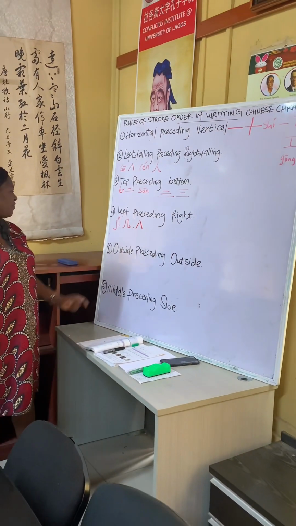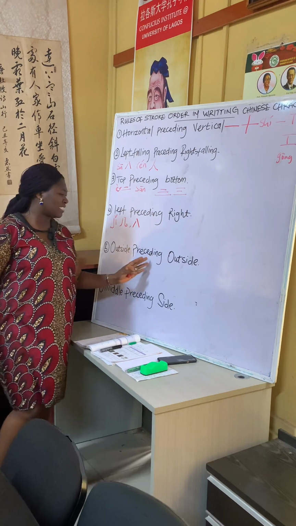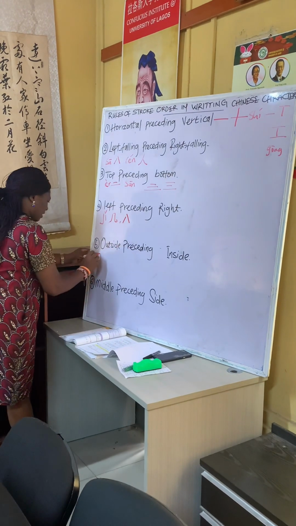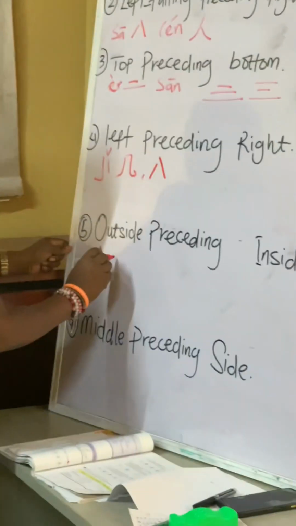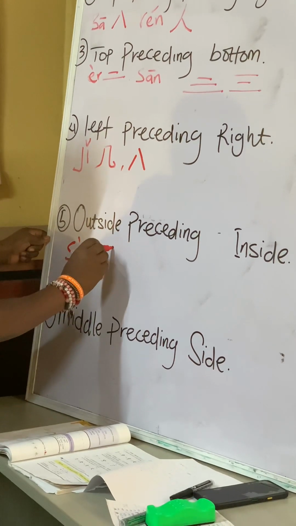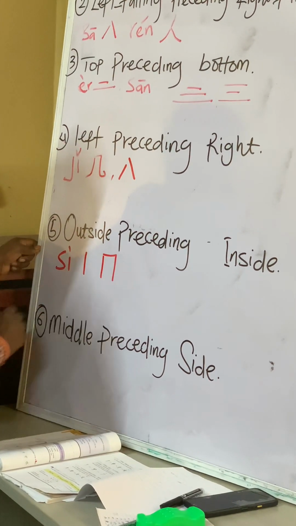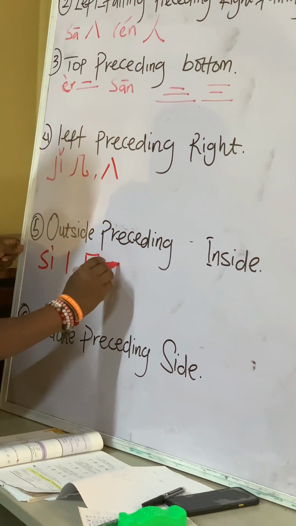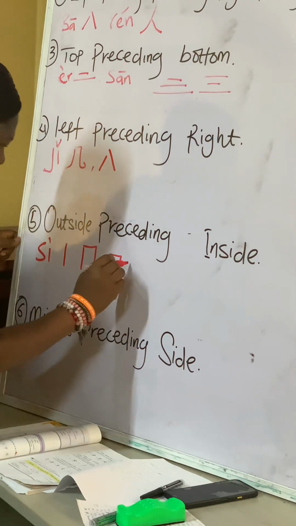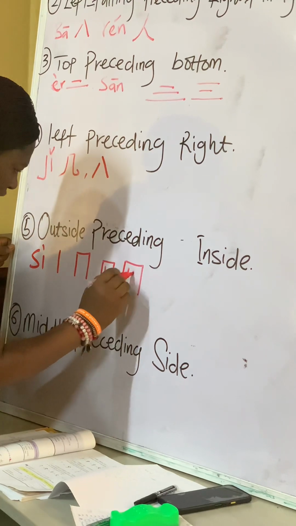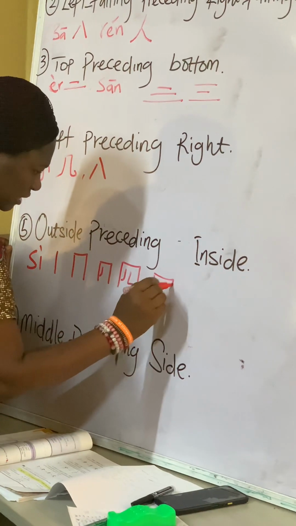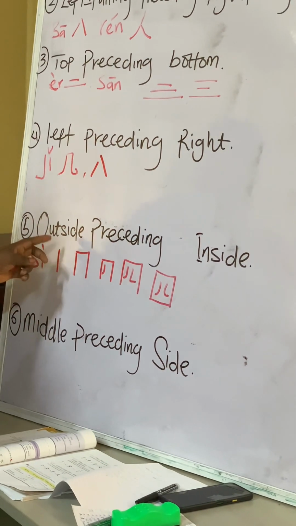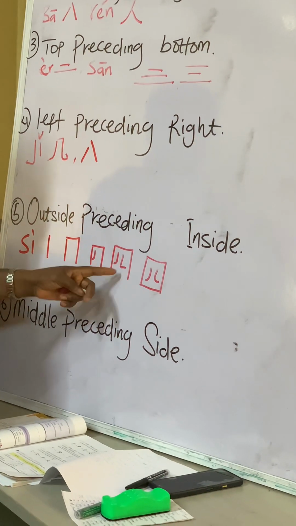Then the fifth one is outside precedes inside. Four, sì, which is what? First of all this, then shù héng zhé, right? Remember, outside before the inside. Then shù héng zhé, this, and then before you close it. So you see, first of all you write the outside, then the inside, then you close it.